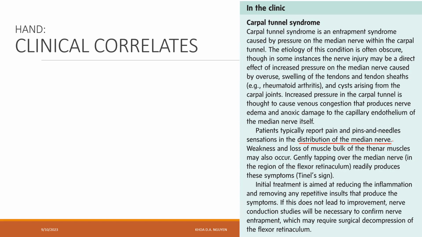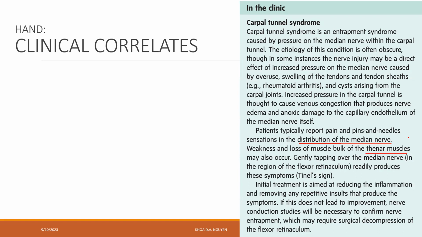Also, weakness and loss of muscle bulk of the thenar muscles, the three major thenar muscles, OAF, may also occur. If the median nerve is compressed so much for a prolonged period of time, these muscles will stop functioning, and you end up not being able to oppose your thumb, which is a huge deal for patients because they need to oppose their thumb, for example, to button their shirts and do all kinds of stuff in their daily life.